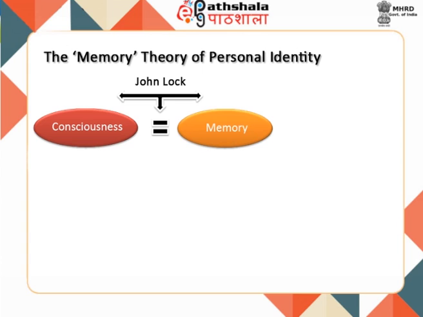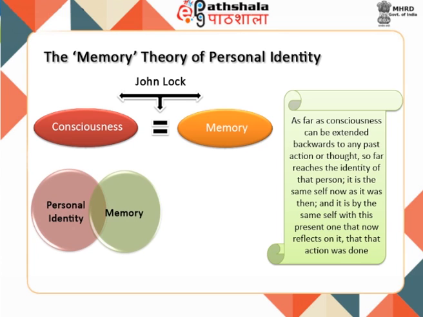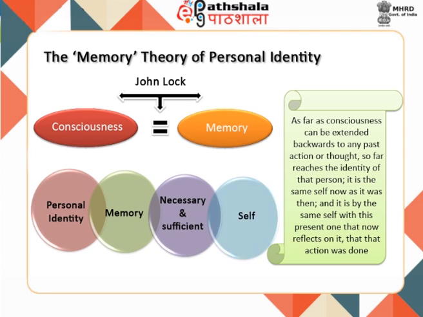This assumption is supported by Locke's assertion that as far as a consciousness can be extended backwards to any past action or thought, so far reaches the identity of that person. It is the same self now as it was then, and it is by the same self with this present one that now reflects on it, that action was done. An abridged version of Locke's memory theory of personal identity would therefore conclude that memory is both a necessary and sufficient condition of self and, therein, personal identity.